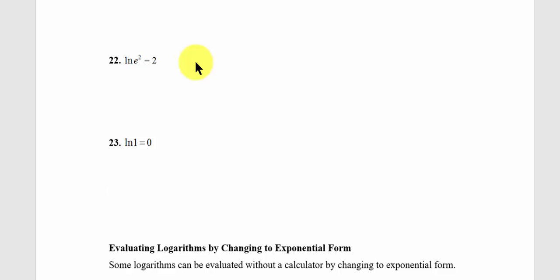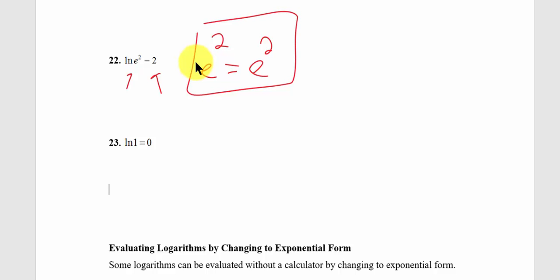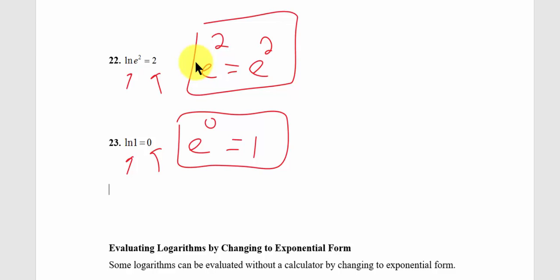All right, natural log. Again, if I have an ln, it's assumed we're in base e. So the base of my exponent would be the e. The exponent would be the 2. And we're going to say that equals e to the 2. And that makes sense, right? E to the 2 equals e to the 2. Right? And number 23, if nothing's written underneath the ln, we write an e. The exponent is the 0, and that's going to equal 1. And we know that anything raised to the 0 is indeed 1.